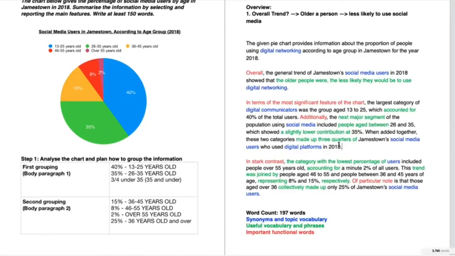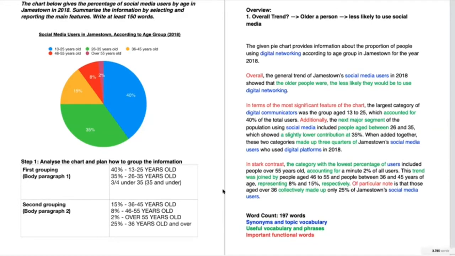Okay, and here is our finished piece of writing with color-coded language. Now, first off, I just want to note that we have 197 words. That's great. We have met our minimum of 150, and we haven't gone too overboard. So we've done everything we had to do. Nothing is really unnecessary, so this is great.